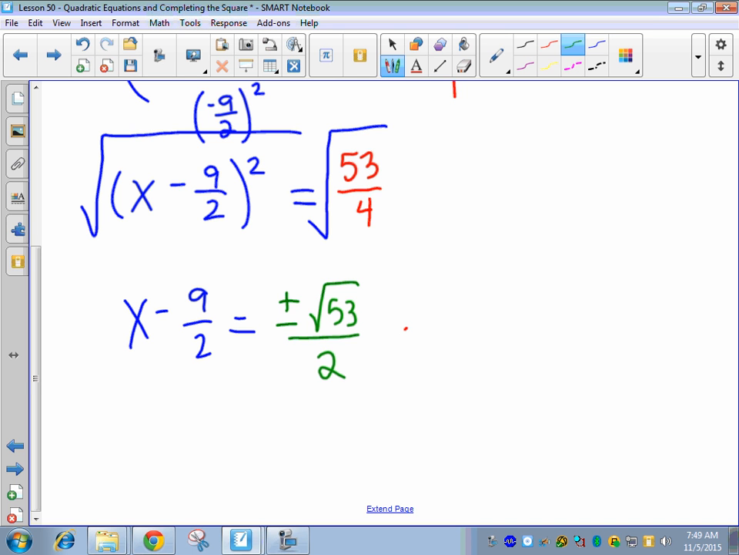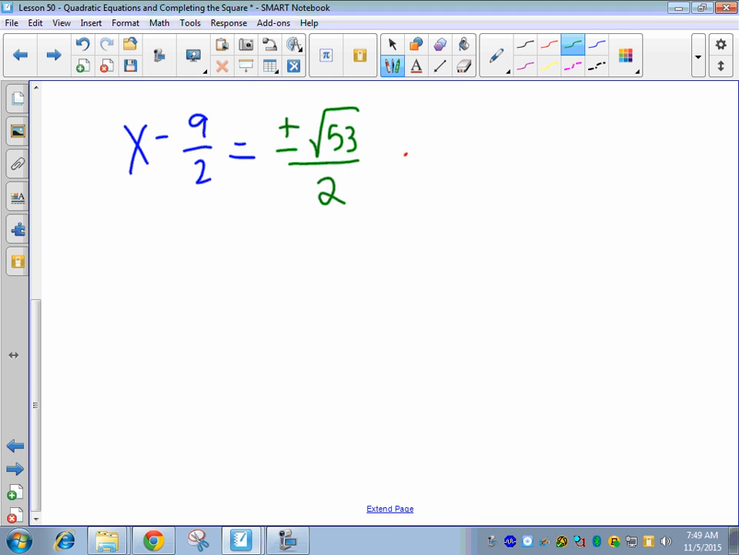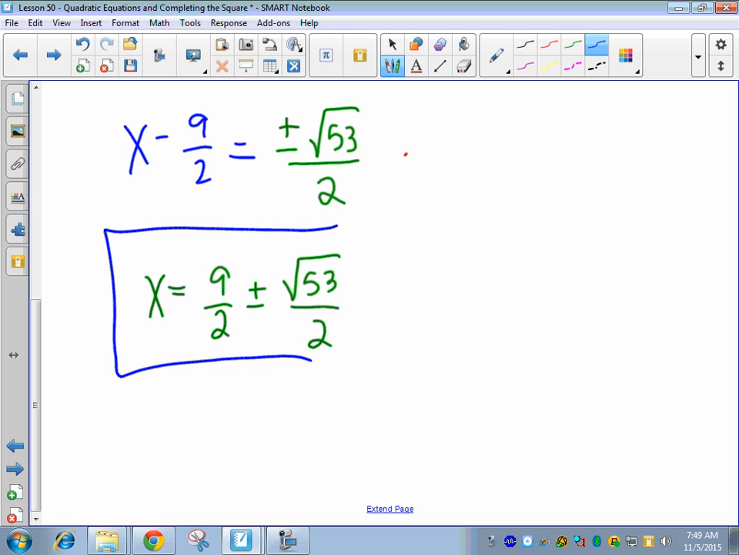And then we're going to move that 9 halves over to the other side. So x equals positive 9 halves in the front, plus or minus the square root of 53 over 2. And you can leave your answer like this because 53 does not simplify. Right? Okay, just making sure. I was like, 52 does, but not 53.